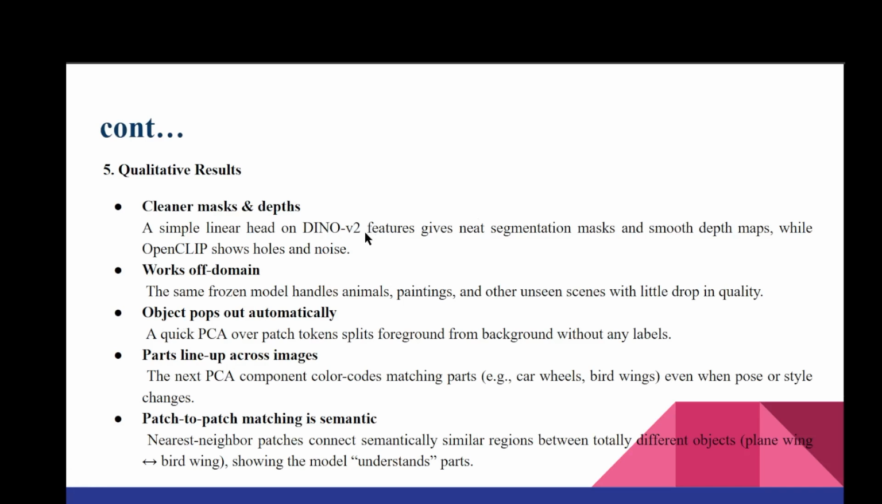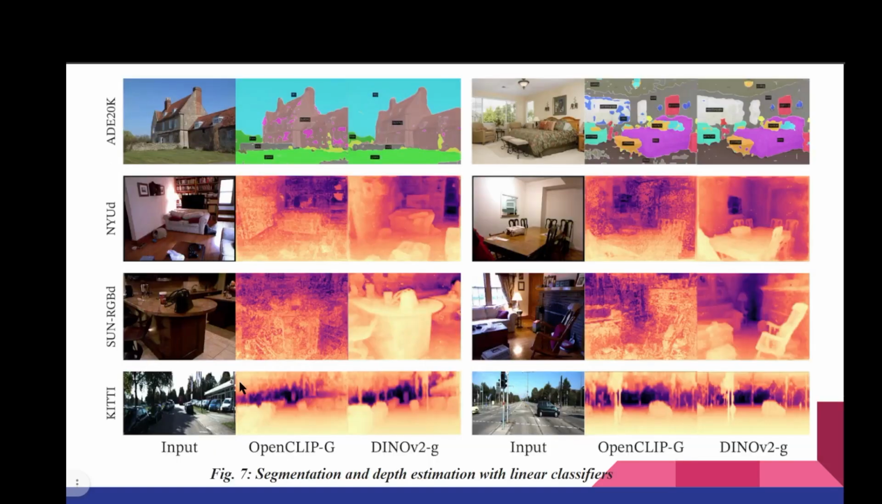Now coming to qualitative results. In this part, we'll explain the qualitative results reported in the paper, and this includes image retrievals, attention visualization, and dense prediction, which helps us understand how DINOv2 perceives and processes images. Now here you can see the visualization of the segmentation and depth estimation of these models.